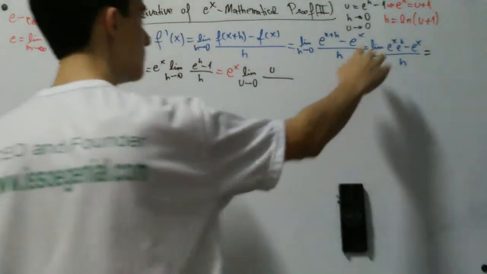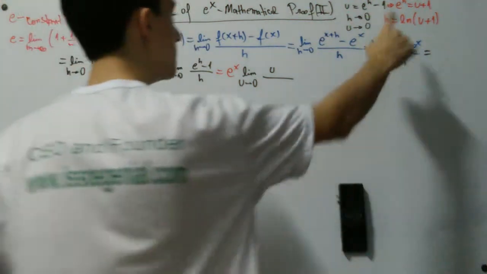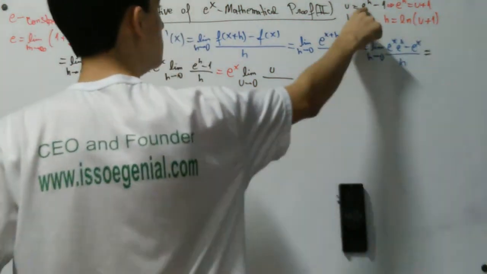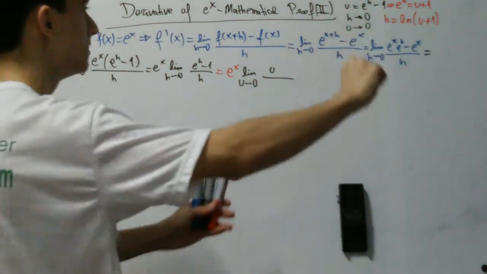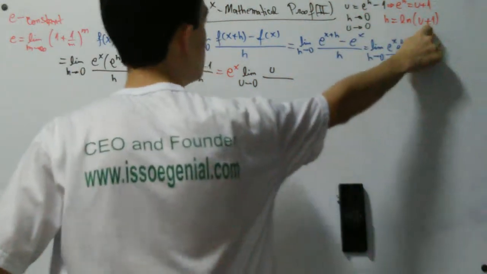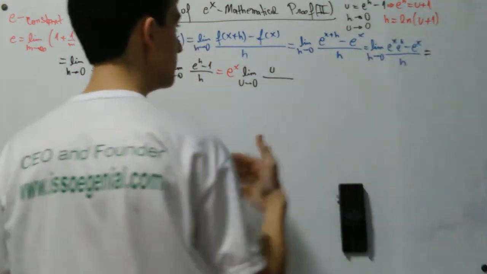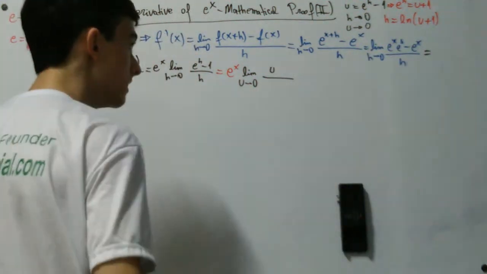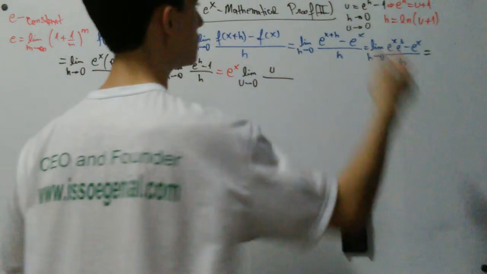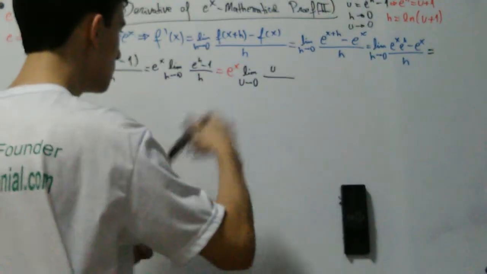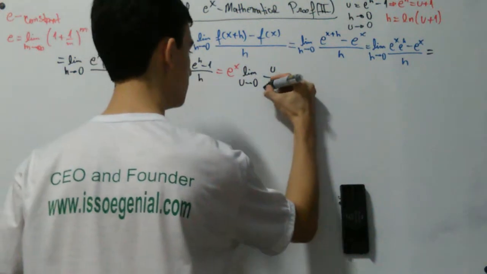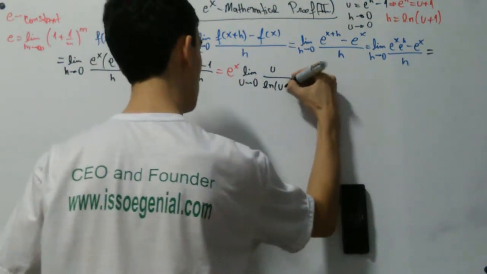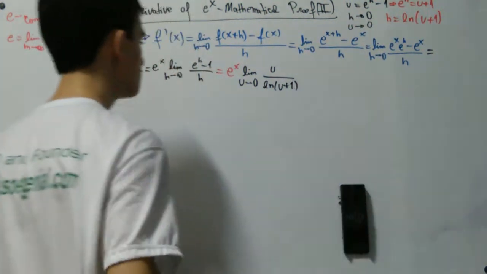We can see that this is true in another way. Put in the place of u, e to the h minus 1. Minus 1 with plus 1, they cancel, it's 0. And what is left here is e to the h. So the natural log, the log base e of e to the h is h. So this is true. So here we have u over natural log of u plus 1.